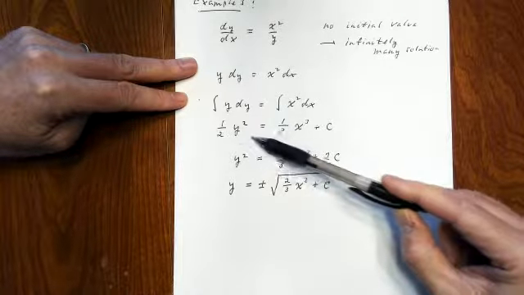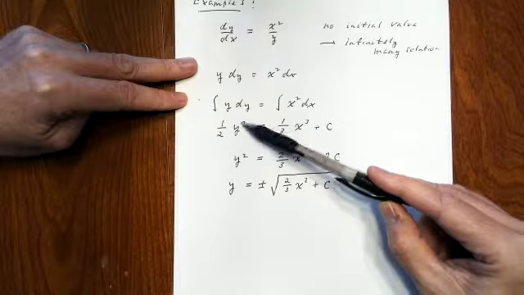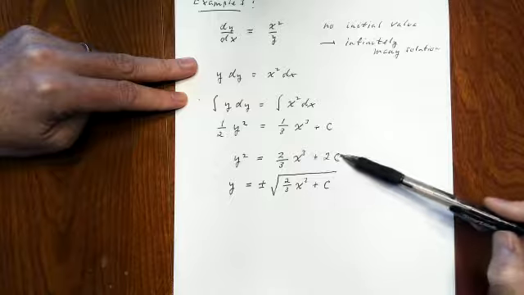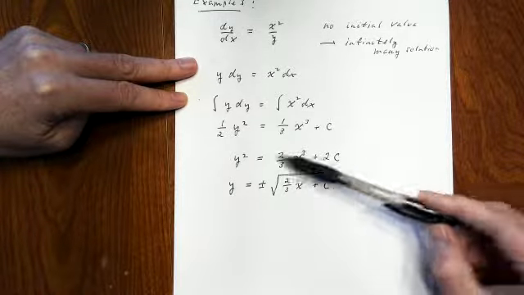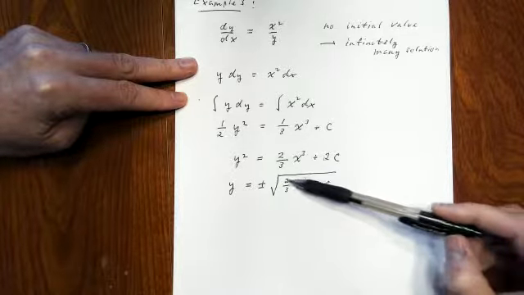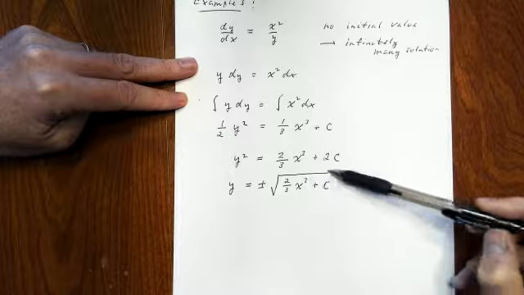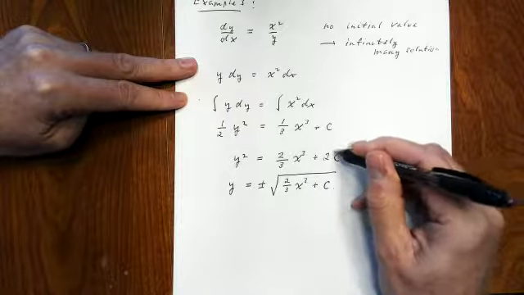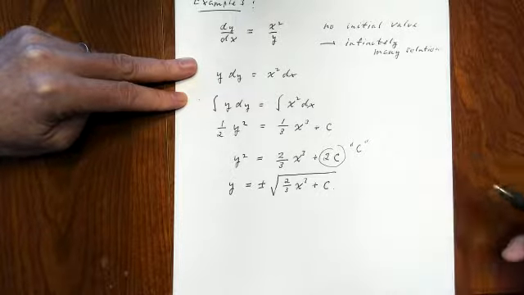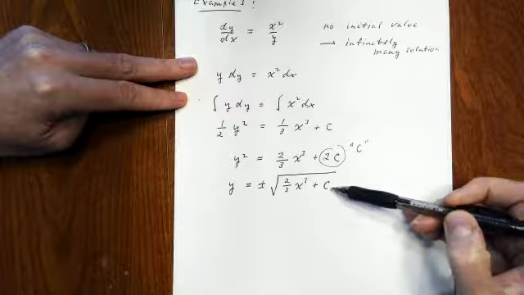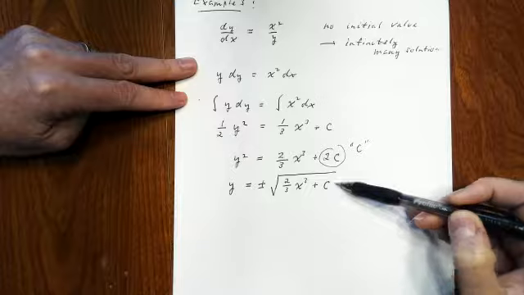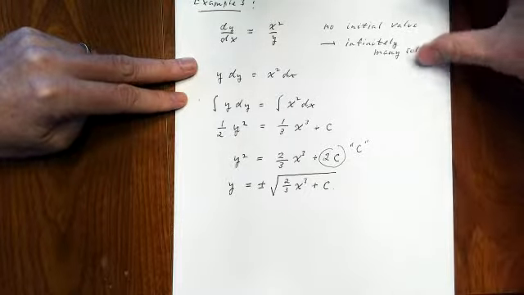Now we need to solve this for y, not just leave it in this form. If we multiply each side by 2, we get y squared equals 2/3 x cubed plus 2c. If we take the square root, we get y equals plus or minus the square root of 2/3 x to the 3rd plus c. Now what I did was I took this 2c and I basically just renamed it as c because twice an arbitrary constant is again an arbitrary constant. So that's why this 2c became c here. If you leave it as a 2c, well, that's okay. It's just neater this way.